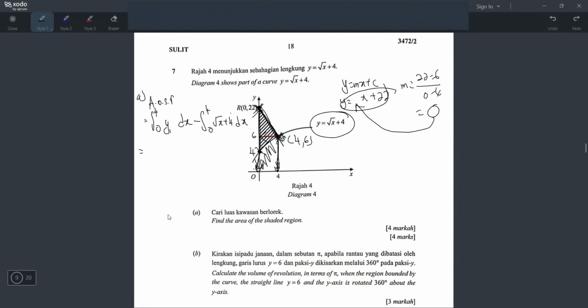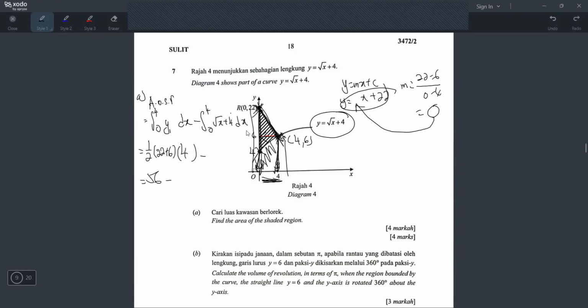Okay, that works, but there's actually a faster way to do this. If you don't want to find the equation of the straight line, you can also use the trapezium area formula. Because when you integrate 4, 0 of the straight line, you're actually finding the trapezium area. And the trapezium area is 1 over 2 times the sum of parallel sides times the distance, right? So what is the sum of the parallel sides? 22 plus 6. And then the distance here is 4, right? So 22 plus 6 is 28, divided by 2 times 4, which is 56. So the area of the trapezium is 56, right?